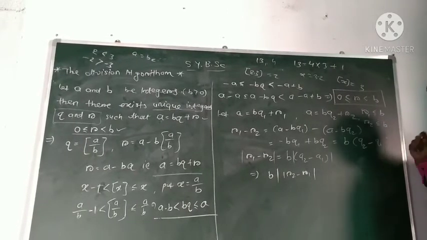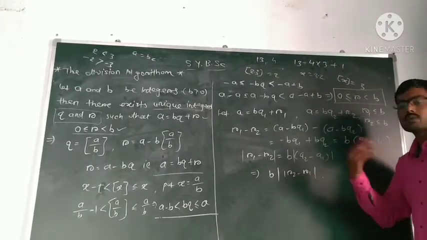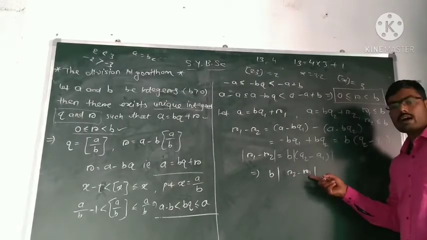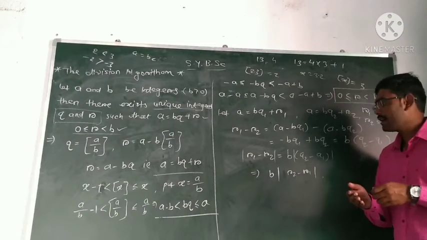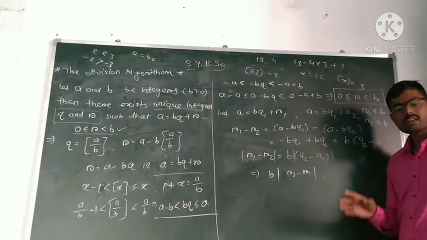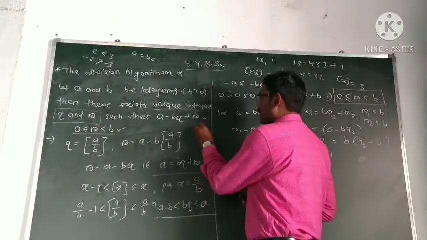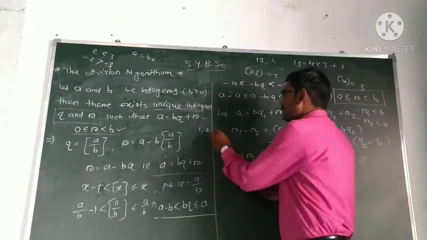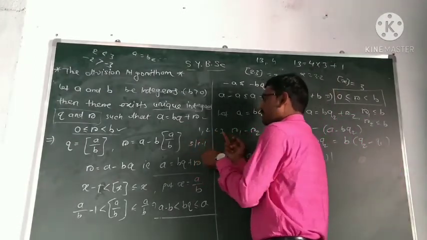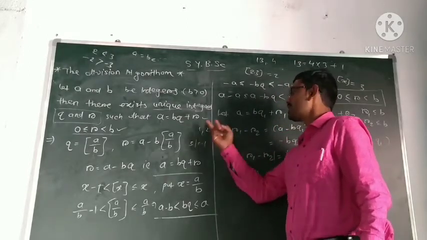Now what is happening? R2 and R1 are both less than B, so R2 minus R1 is also less than B. Their difference is also less than B, and still B is dividing their difference. Is this possible? No. See, there are two numbers, say 1 and 2. Both numbers are less than 3. Is it possible that 3 divides 2 minus 1? No, 3 does not divide 1, because these numbers are already less than 3.